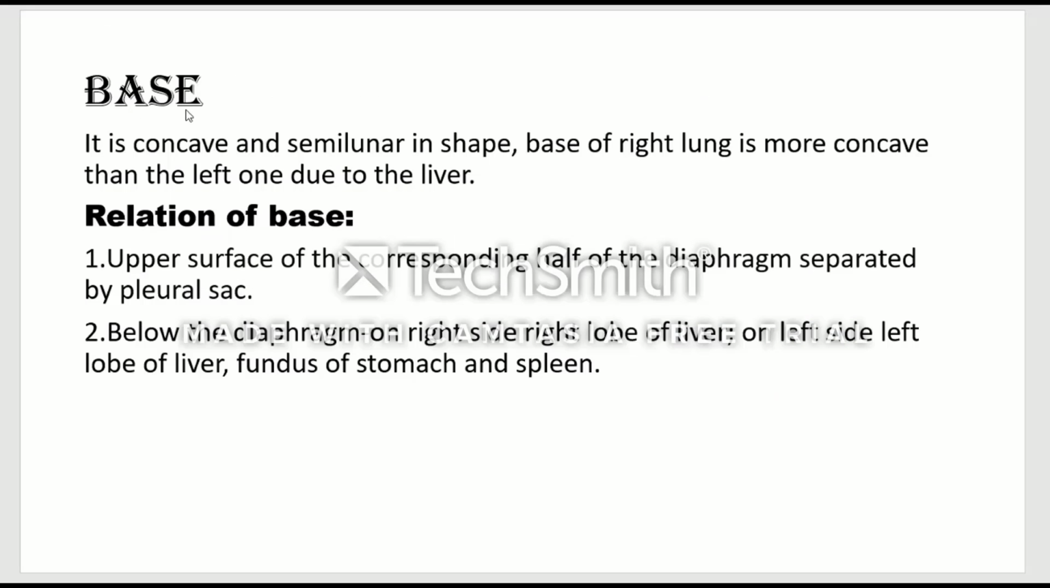Then আমরা যাব base. It is concave and semilunar in shape. Base of right lung is more concave than the left one due to the liver. And relation of base এর ক্ষেত্রে আমরা বলতে পারি upper surface of the corresponding half of the diaphragm separated by pleural sac, and below the diaphragm on right side, right lobe of the liver, on left side, left lobe of the liver. সাথে থাকে fundus of the stomach and spleen.